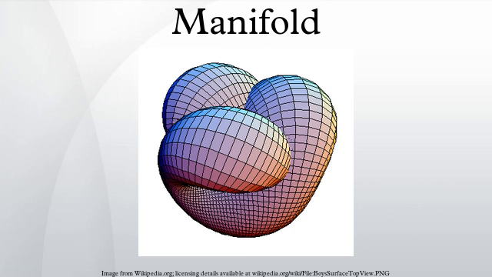Charts, atlases, and transition maps. The spherical Earth is navigated using flat maps or charts, collected in an atlas. Similarly, a differentiable manifold can be described using mathematical maps, called coordinate charts, collected in a mathematical atlas. It is not generally possible to describe a manifold with just one chart, because the global structure of the manifold is different from the simple structure of the charts.